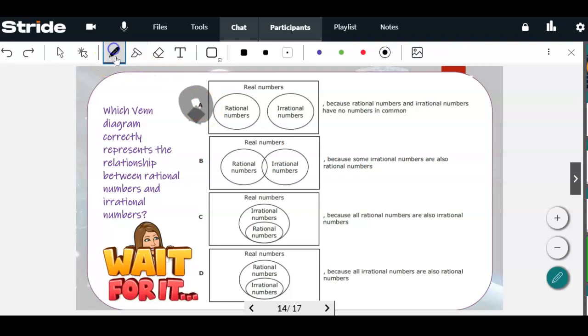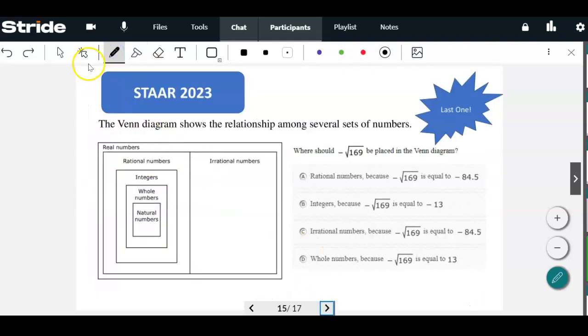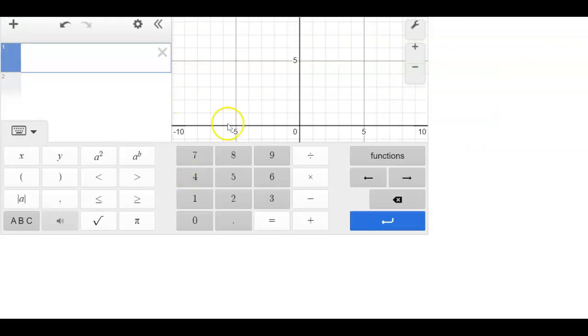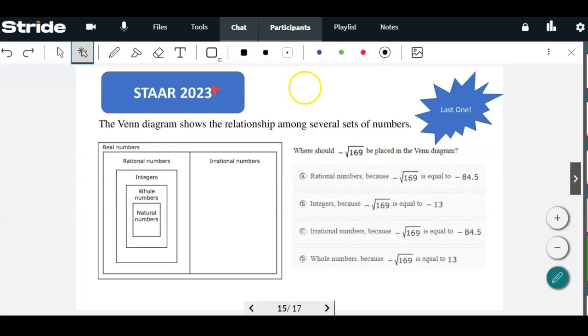Oh, I changed to the highlighter. Whoops. All right, so this was a STAR 2023 question. It says a Venn diagram shows a relationship among several sets of numbers. Where should negative square root of 169 be placed in the Venn diagram? Well, let's use our calculator and see what the value of that actually is. So the value is -13. So -13 is an integer. It's not a natural number. It's not a whole number. So I'm going to go ahead and place that into this box.